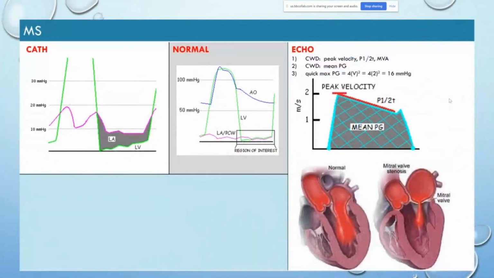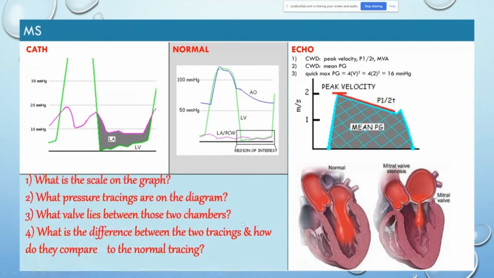All right, so now let's talk about mitral stenosis. It's very similar to what we just talked about. The process is literally the same. So we're going to look here, right here, because we're going to answer these questions right here. So number 1, what is the scale on this graph right here? It goes from 10 to 30 millimeters of mercury. 10, 20, 30. That is the scale.